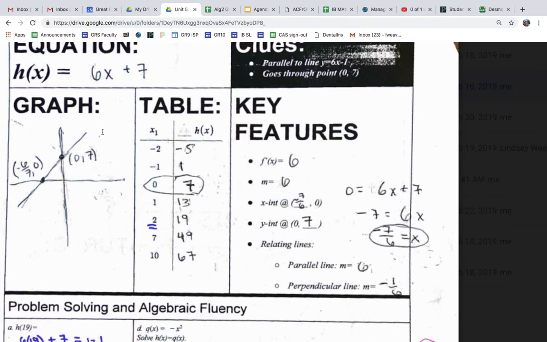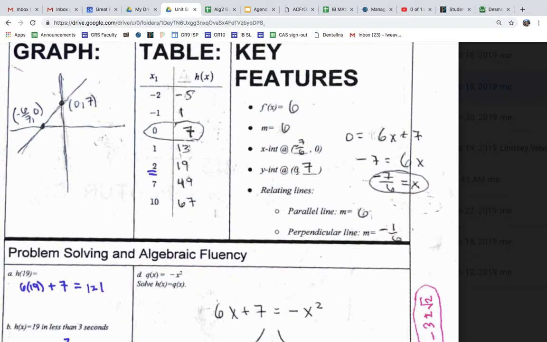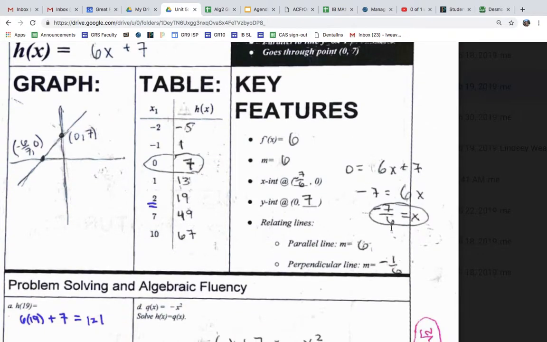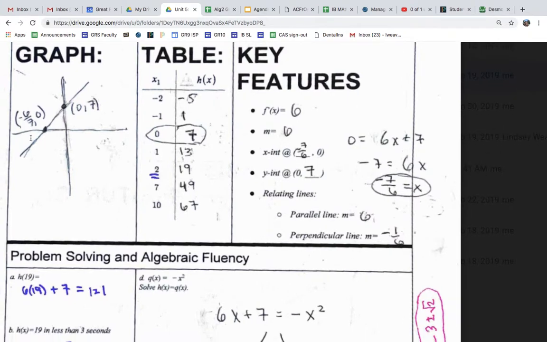And I can pick a few points and plot them on my graph, or I could go and do my key features next. So my rate of change is 6. My y-intercept is (0, 7), it was given to me. My x-intercept happens when y is 0. So I'll substitute 0 in for y. 0 equals 6x plus 7, subtract 7 on both sides, and divide by 6. So my x-intercept must happen at negative 7 divided by 6. Which, this is incorrect, you should fix that. That should be negative 7 over 6, comma 0.